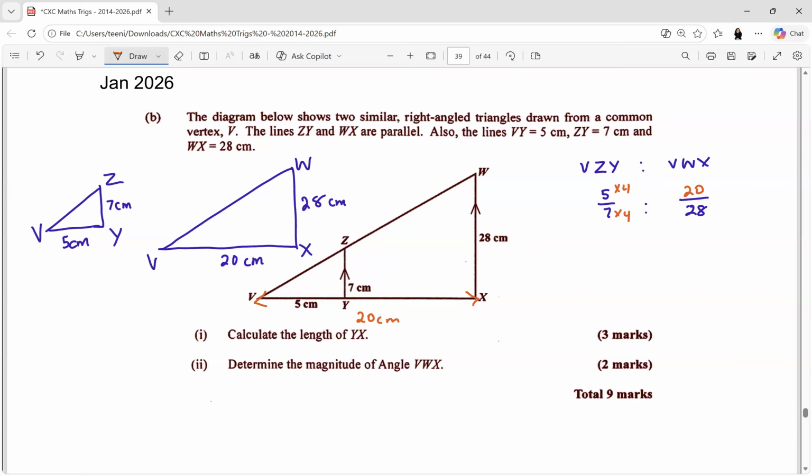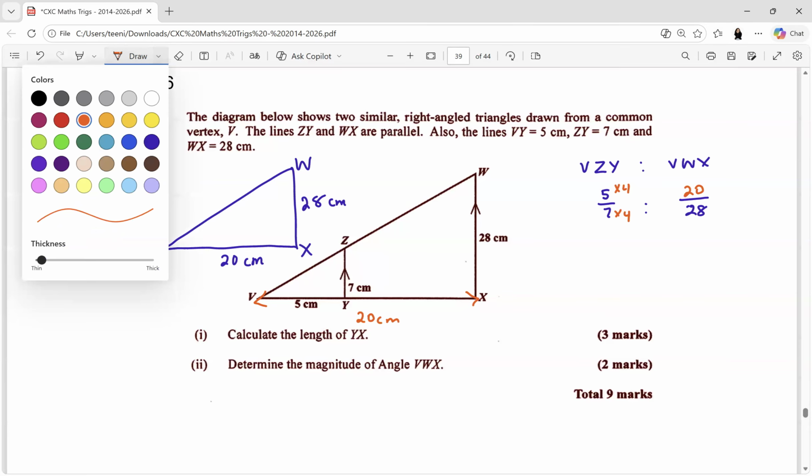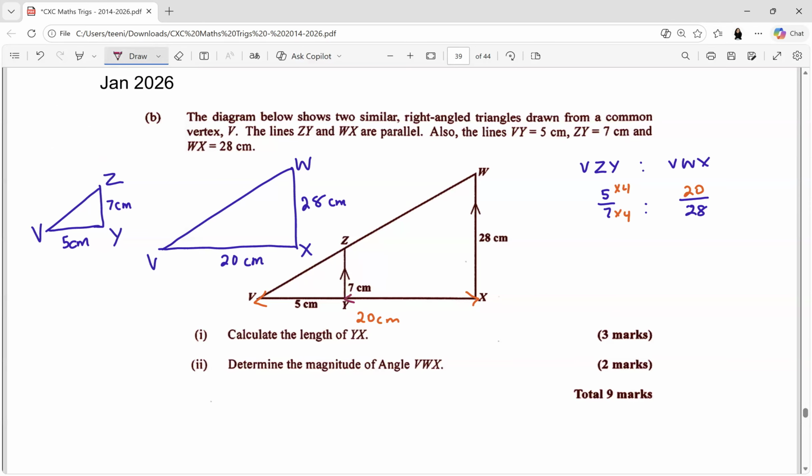So if that entire distance is 20 cm, then from right here, which is what we're trying to find, YX will be 20 take away 5, which is 15 centimeters. And together, they make up 20 centimeters. So the length of YX is 15 centimeters. Lots of students would have misread this question and just put the answer as 20, but 20 is wrong because 20 is the entire distance VX. They're not asking us for VX, they're asking us for YX, which is Y, somewhere around there.